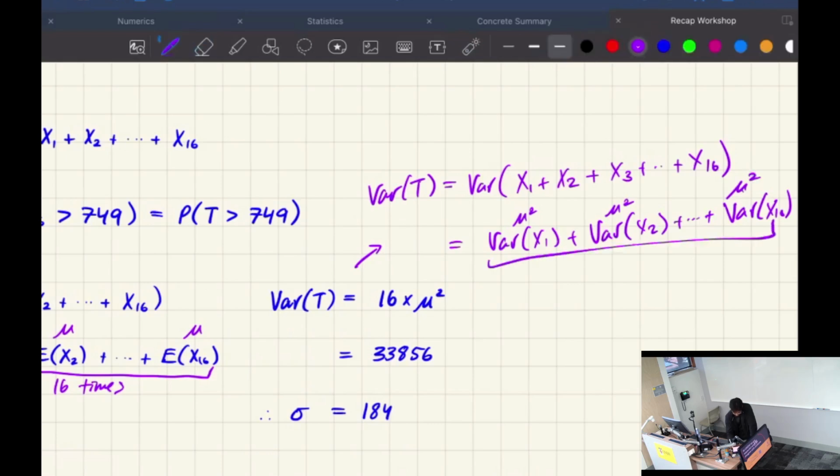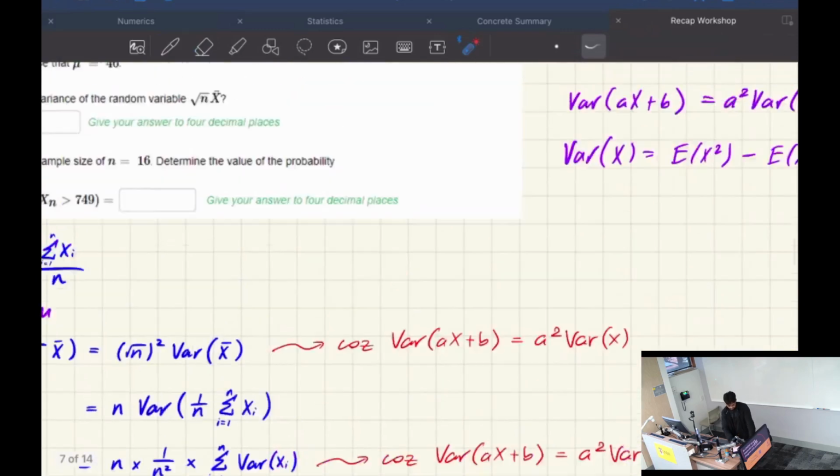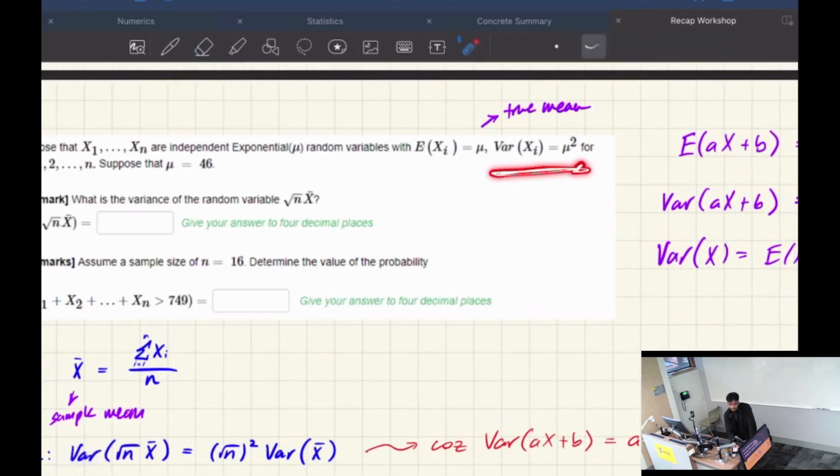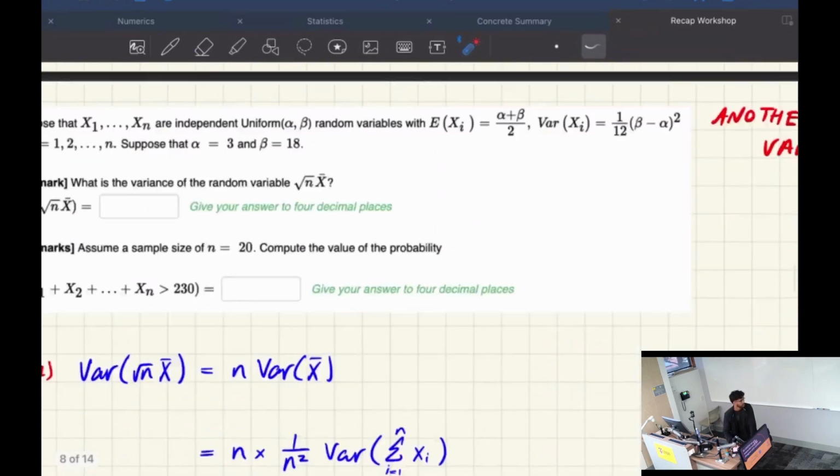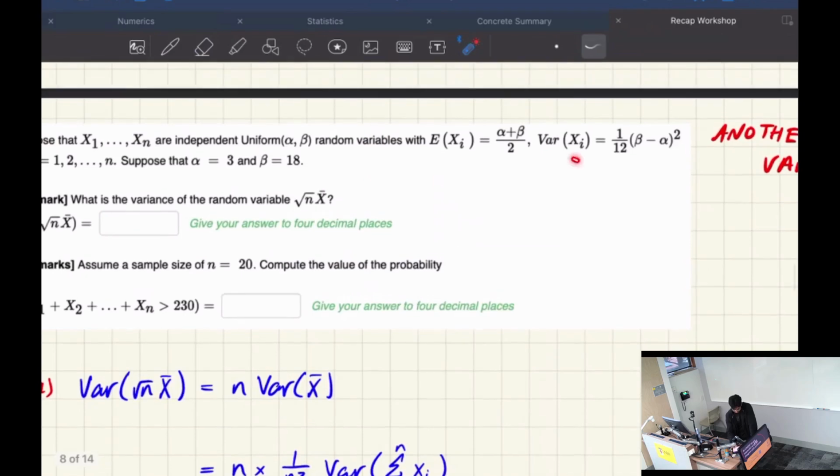And then how many of them are there here? 16. Right, 16. So the variance we just get to be 16 times 46 squared. And then the standard deviation, this is the true standard deviation. But the variance is mu squared. Sorry? Variance is mu squared, yeah. They've told us here. And the reason for that is because it's an exponential distribution. If it was a different distribution, for example uniform, then the variance would look a little different.